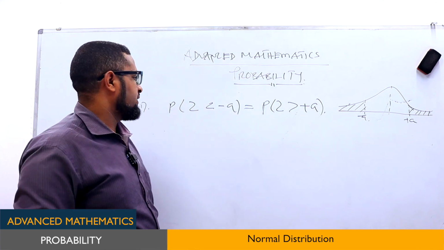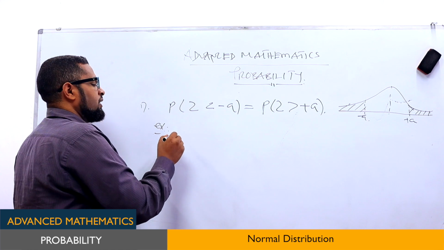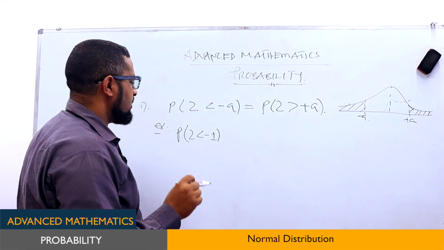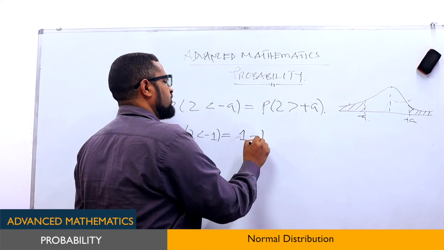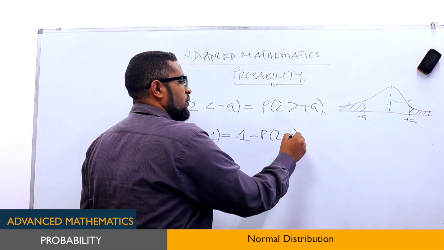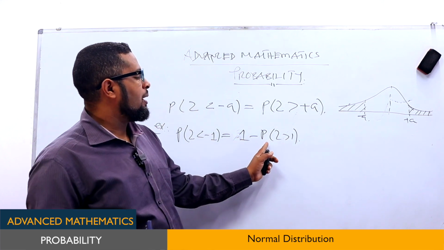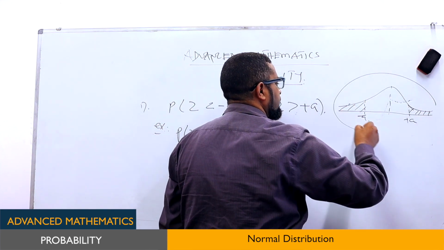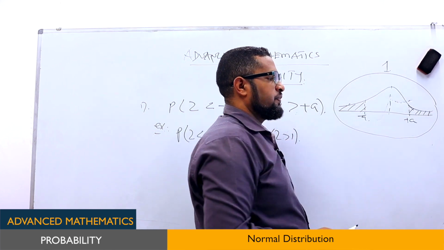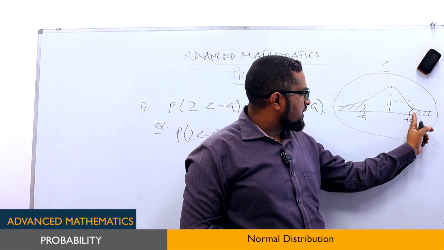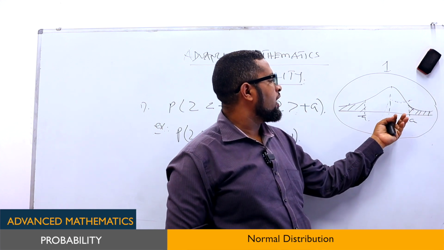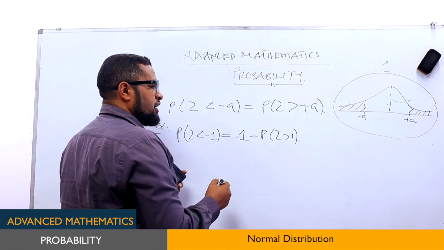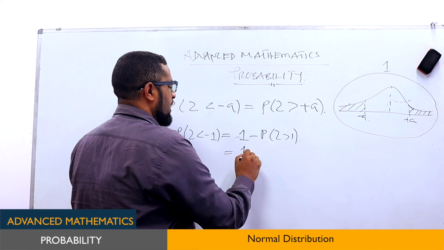But how do you find it? Taking an example, if you are given the probability of Z less than negative 1, it is the same as taking 1 minus the probability of Z greater than 1. Why is it 1 minus the probability of Z greater than 1? Remember, the total area under the curve is 1. So when you subtract Z greater than 1, this area, you'll be able to obtain the one for less than negative 1.